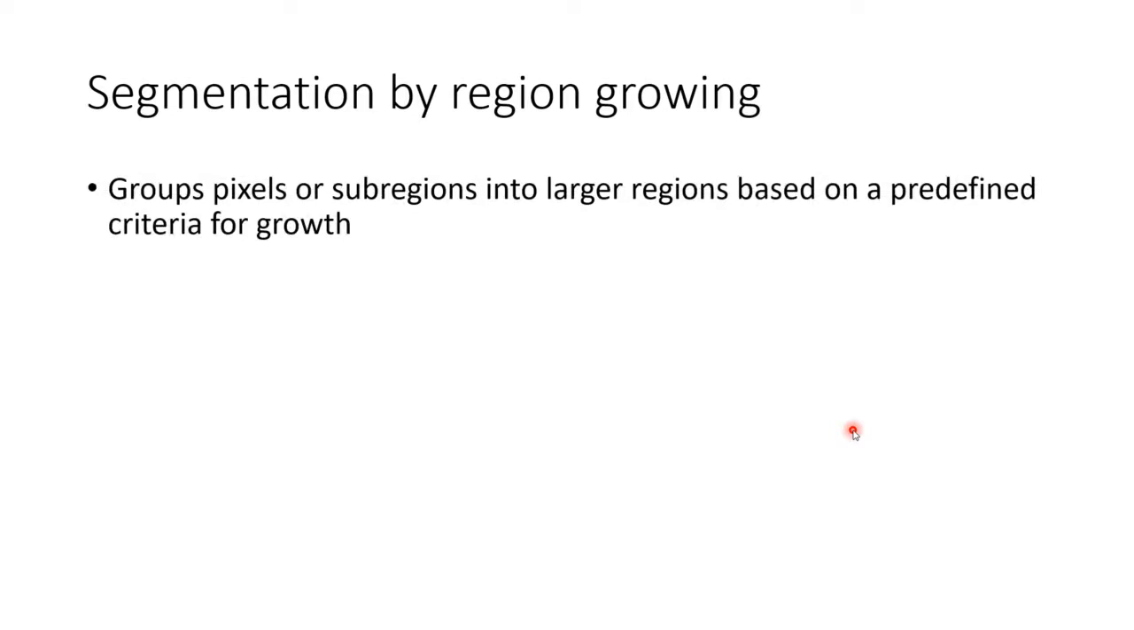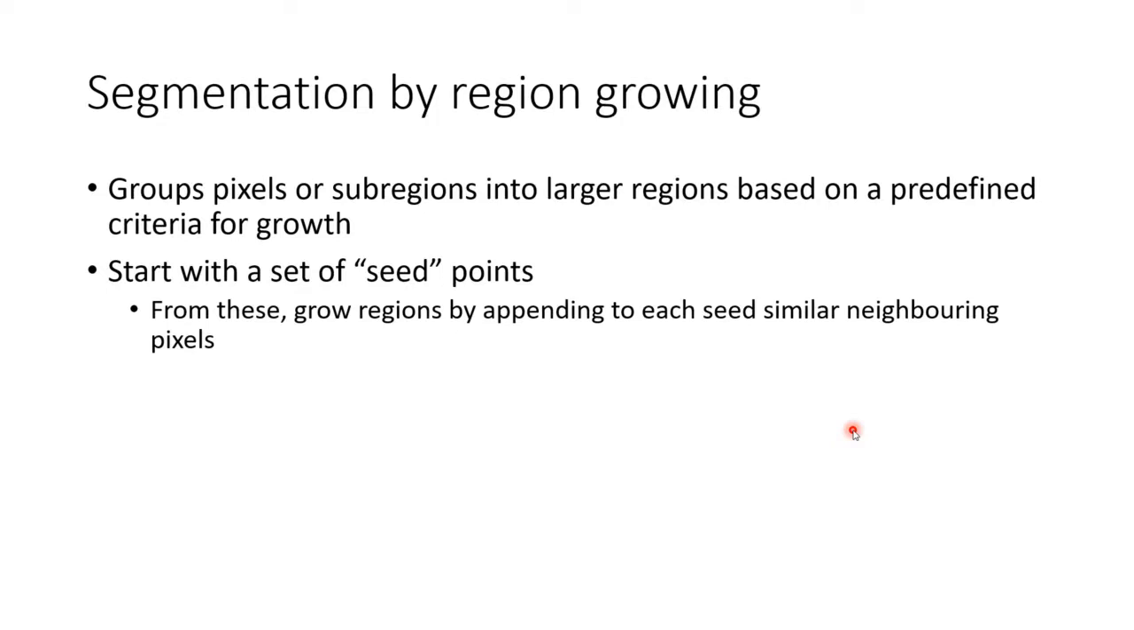Another way of segmenting the image is by region growing. Basically, what we want is to group pixels into larger regions based on some sort of criteria that we're going to call a predicate. This usually starts with a set of seed points in the regions that you want to segment. Again, these are parameters that you have to set up so that your system is going to work. From these seed points, you grow regions by appending to each seed similar neighboring pixels.